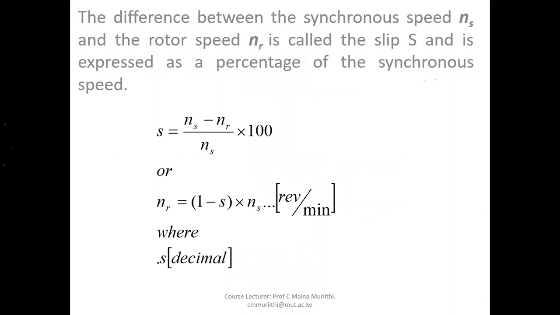Now, the difference between the speed of the stator field, or the synchronous speed, and the rotor speed is known as the slip and is usually expressed as a percentage or decimal. So it is Ns minus Nr over Ns, and this is a parameter given for a particular machine. So when you have the nameplate readings of a machine, one of the parameters given is the operating slip or the rated slip.